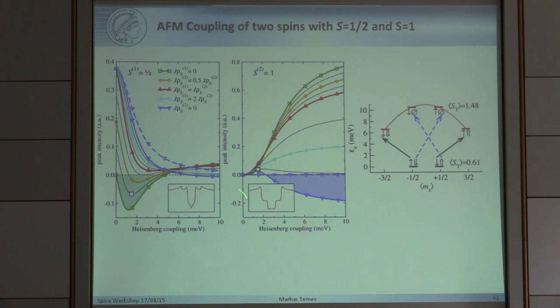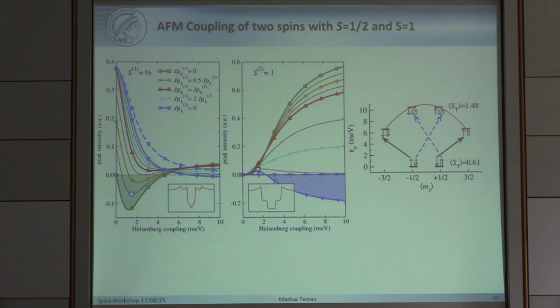This is a coupled system, and you see that for the spin one system, now we have an asymmetry. So this is a small step, this is a large step. For the spin half system, here's a small step, the inner step is a large one, and the outer step is a small one. You can understand this if you think that these two are coupled antiferromagnetically. So the ground state is a total spin, roughly spin half.